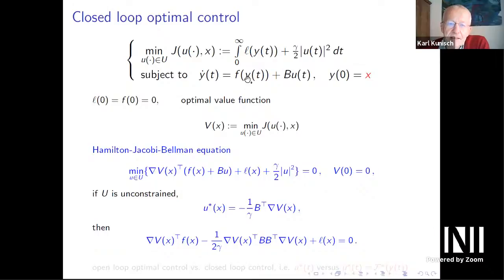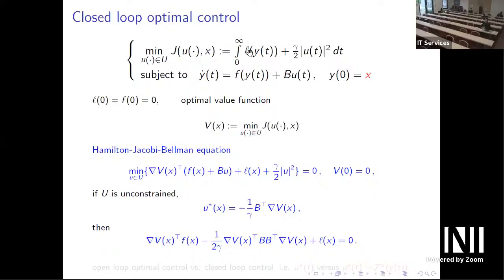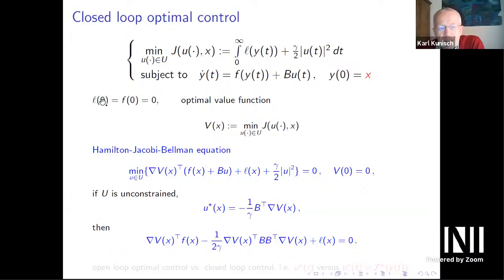a nonlinear dynamical system with a nonlinearity F acting on the state and an operator B acting on the control. F at 0 is 0. L, which is typically just y squared, L at 0 is 0, which makes the origin a steady state of the dynamical system. And this formulation here, in fact, is nothing but the optimal control formulation for stabilization of dynamical systems.